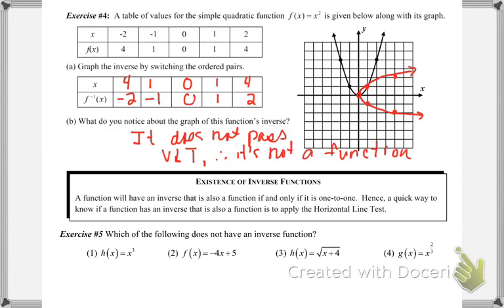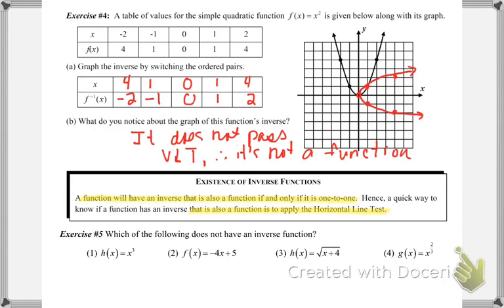So knowing that the inverse did not pass the vertical line test, if the original function doesn't pass a horizontal line test, its inverse will not be a function. So for a function to have an inverse, it's a one-to-one function, which we've done before. So we can apply that horizontal line test to the original function. If it doesn't pass the horizontal line test, it is not a one-to-one function, and the inverse will not be a function.